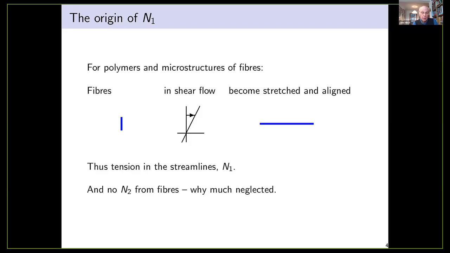There is no activity in the vorticity direction. So there is no second normal stress difference for fibers, for polymers. And that's why N2 has become much neglected.